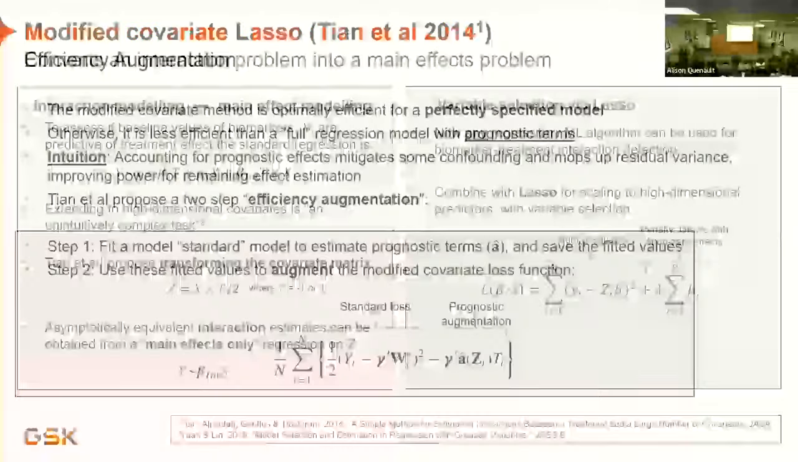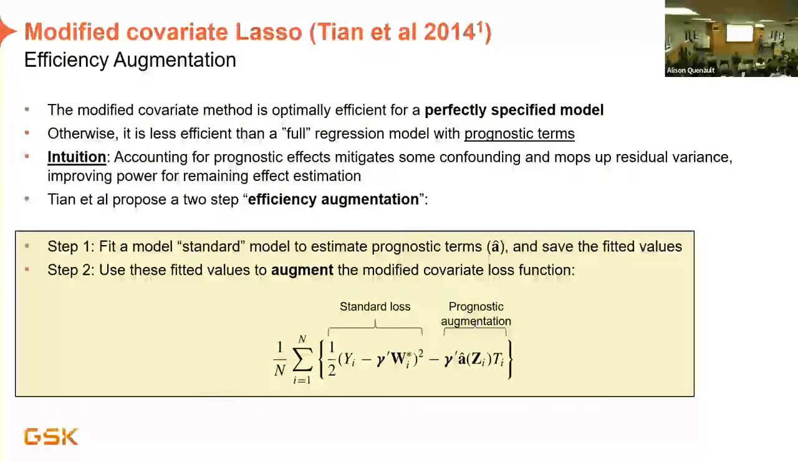Another issue with it, though, is that although the estimates you get from this model are asymptotically equal to the interaction effects, they aren't as efficient. So in finite data, you won't get to the true interaction estimates as quickly as you would in principle with the full model. So it turns out we do lose something by sidestepping modeling the prognostic part of the model, the effects of the biomarkers just on risk or on the outcome.